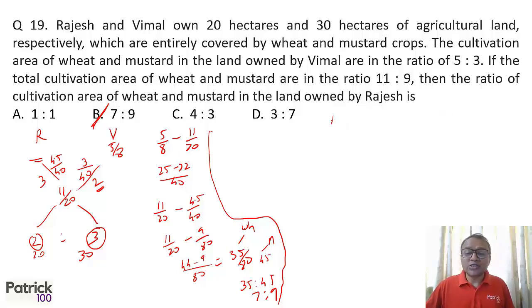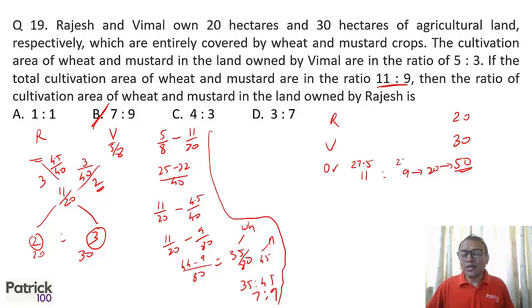So you have Rajesh, you have Vimal. Rajesh is 20 hectares, Vimal is 30 hectares, and overall it will become 50 hectares. Now 50, you break it up into 11:9. 11 and 9 is 20, but I want to make it 50, so multiply by 2.5. So 11 into 2.5 is 27.5, and 9 into 2.5 is 22.5. So you get 27.5 and 22.5 overall.